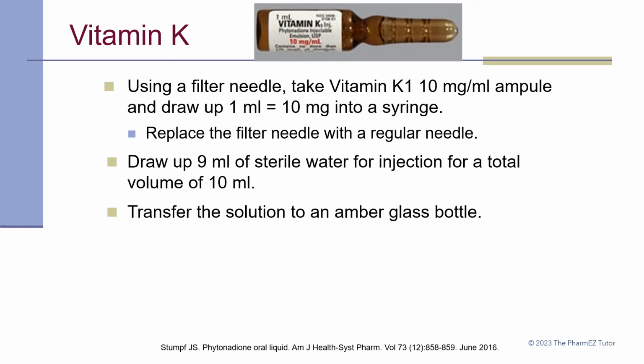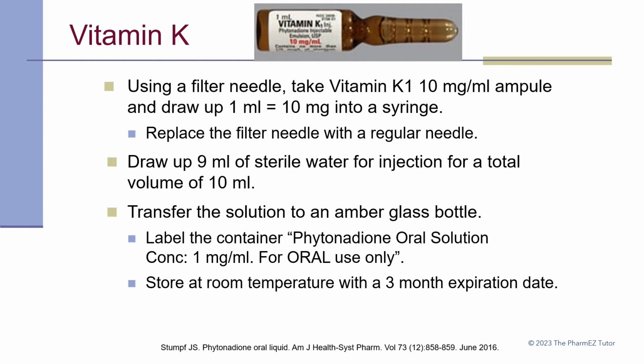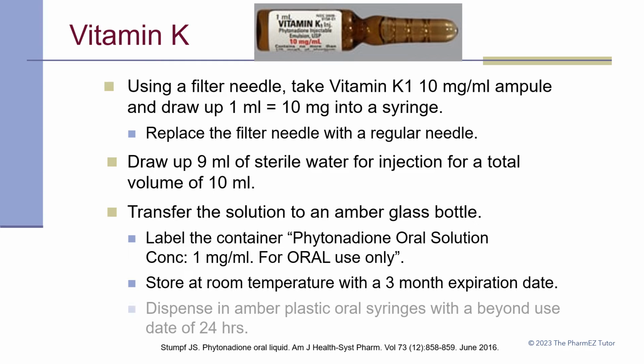Transfer this solution to an amber glass bottle. Label the container phytonadione oral solution, concentration 1 mg per ml, for oral use only. Store at room temperature with a 3-month expiration date, and dispense the doses in amber plastic oral syringes with a beyond use date of 24 hours.